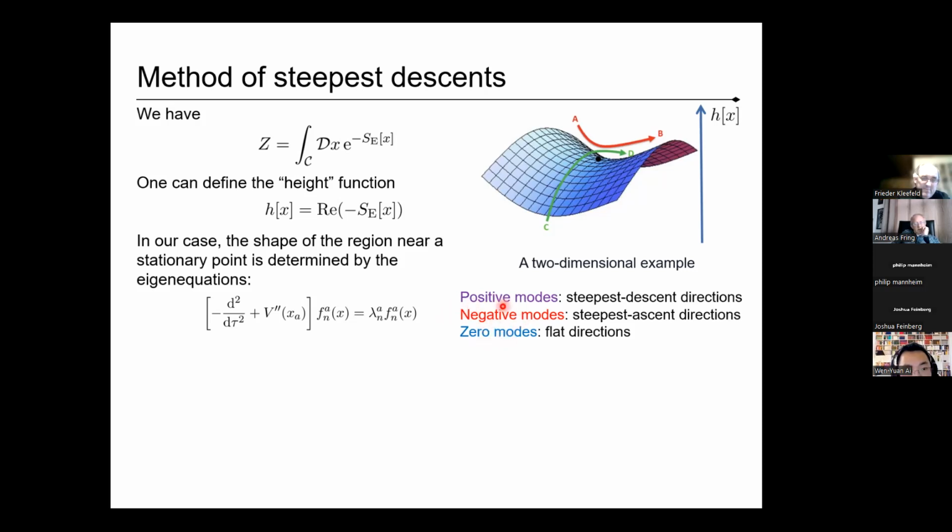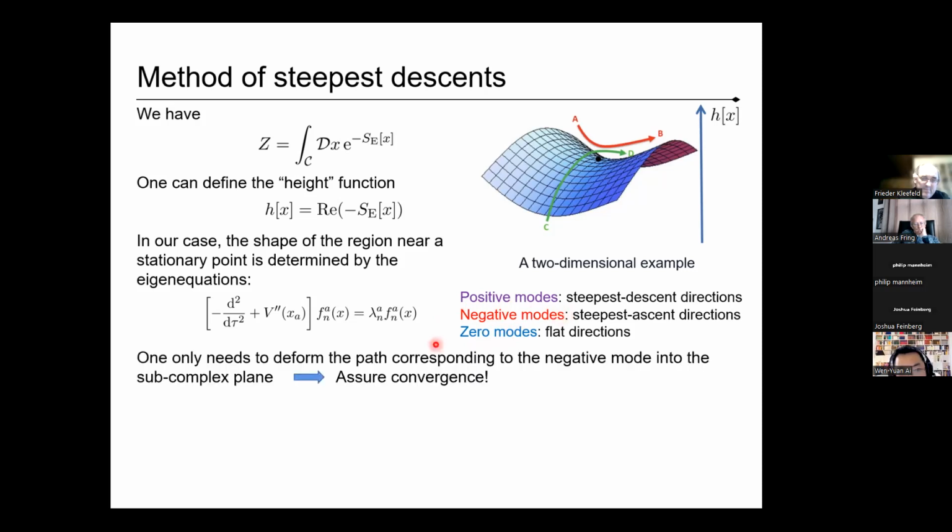So you see that for the positive modes, we need to do nothing, because they already point to the steepest descent directions. While for the negative mode, we have to deform the path into the complex plane. And in this way, we can ensure the convergence of the path integral. This is what we do actually.